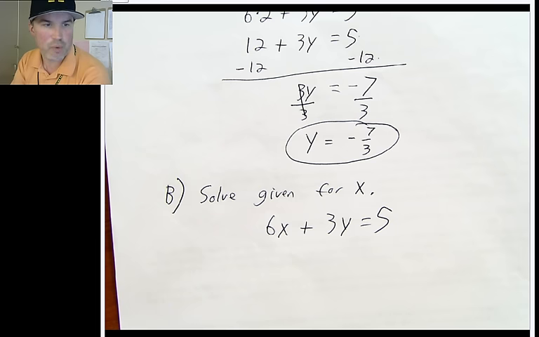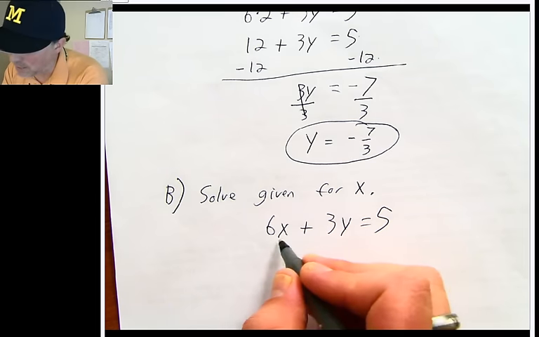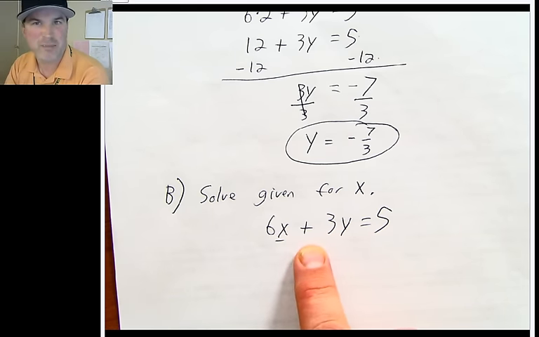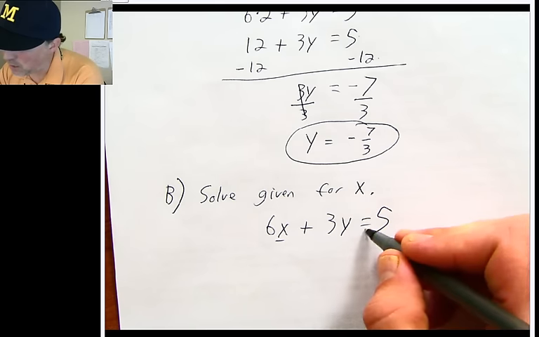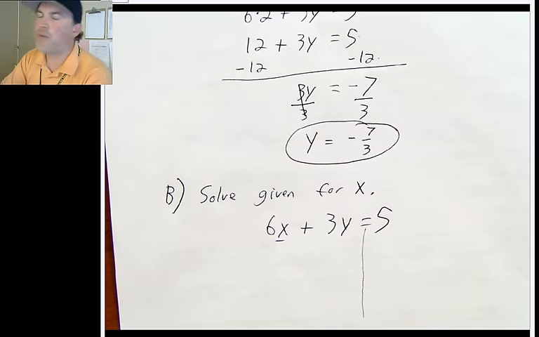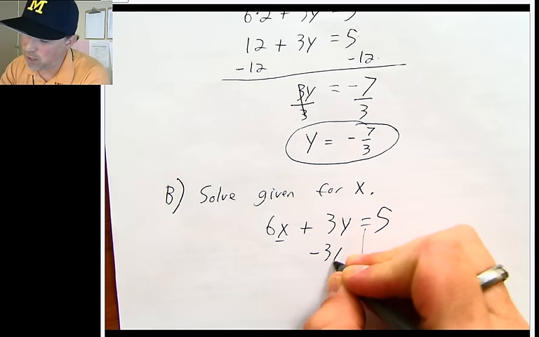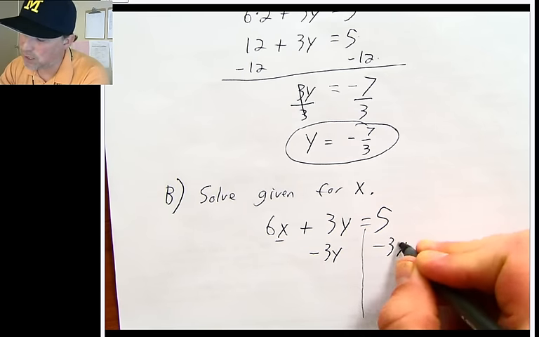And if I'm trying to get x by itself, I first need to move this 3y, because the 3y is being held by addition. Whenever you're doing algebra, you always do the opposite of the order of operations. So at the end of our order of operations is adding and subtracting. So that's the first thing we do with algebra. So I subtract this 3y from both sides.